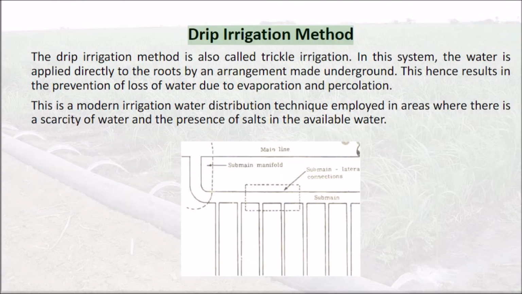Drip irrigation method. The drip irrigation method is also called trickle irrigation. In this system, the water is applied directly to the roots by an arrangement made underground. This hence results in the prevention of loss of water due to evaporation and percolation. This is a modern irrigation water distribution technique employed in areas where there is a scarcity of water and the presence of salts in the available water.